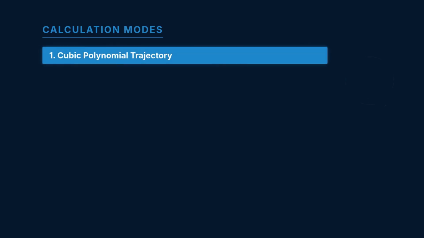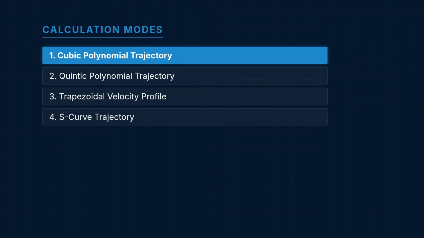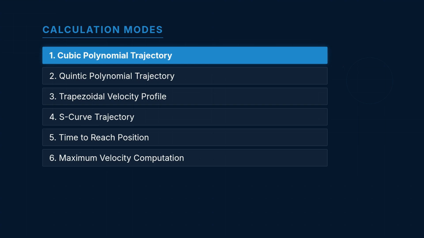Let's explore the inputs. First, select your calculation mode from 6 options: Cubic Polynomial Trajectory, Quintic Polynomial Trajectory, Trapezoidal Velocity Profile, S-Curve Trajectory, Time to Reach Position, or Maximum Velocity Computation. For this demonstration, I've selected Cubic Polynomial Trajectory.